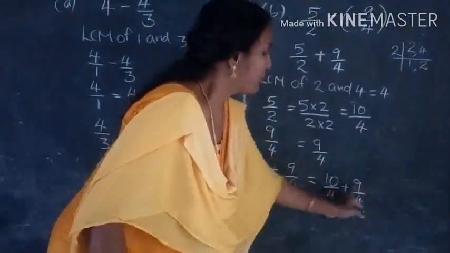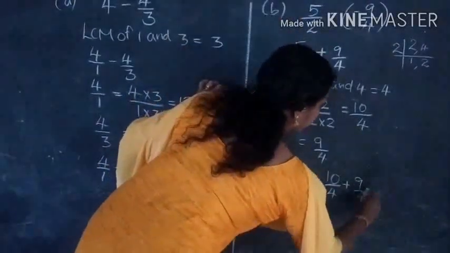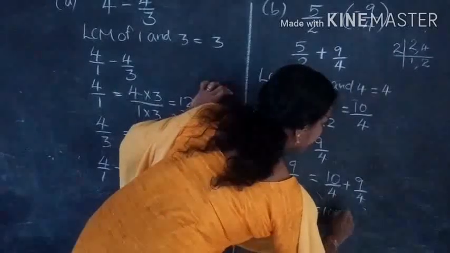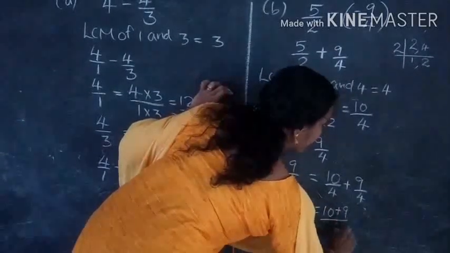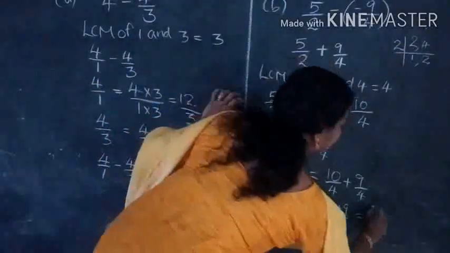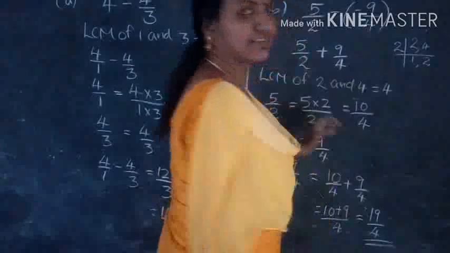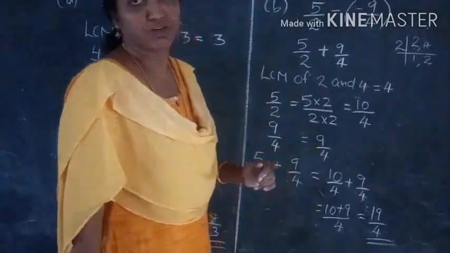Here the denominators are same, so we add the numerators. It is equal to 10 plus 9 divided by 4. 10 plus 9 is 19. 19 divided by 4. Okay, the answer is 19 divided by 4.